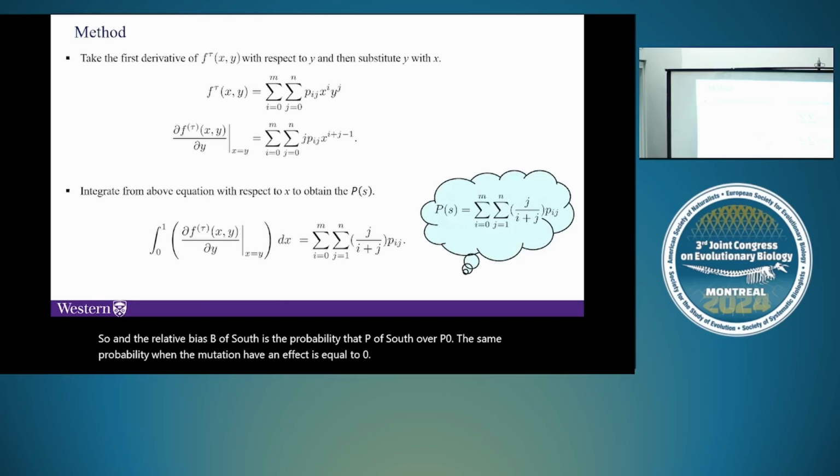So we have a very straightforward method. We take the first derivative of the PGF, f tau, with respect to y, substitute y with x, and then integrate from 0 to 1 to get P of S.